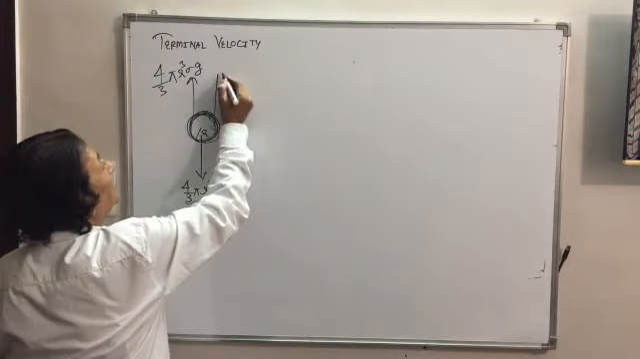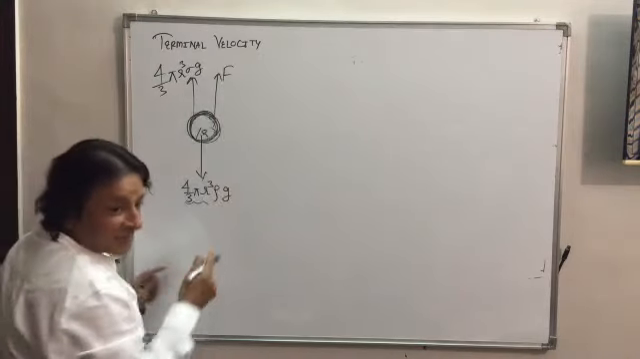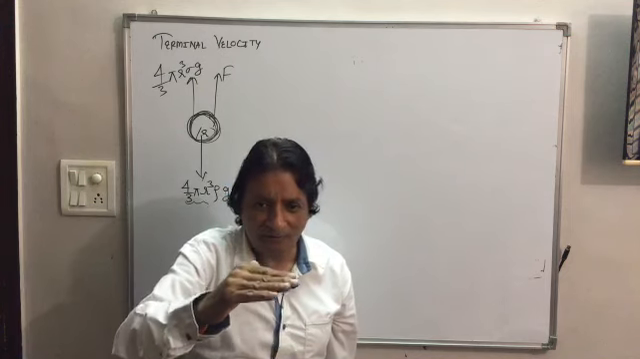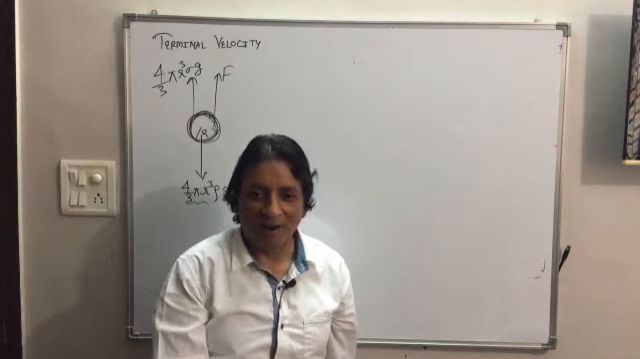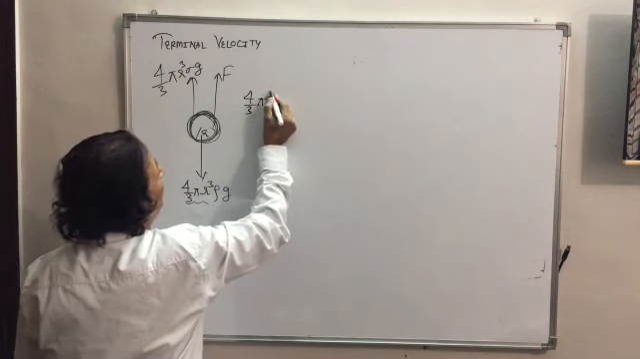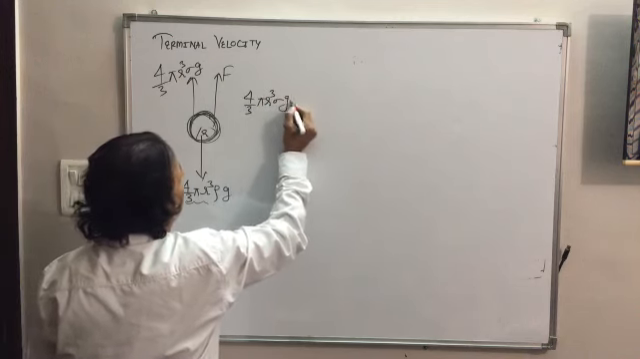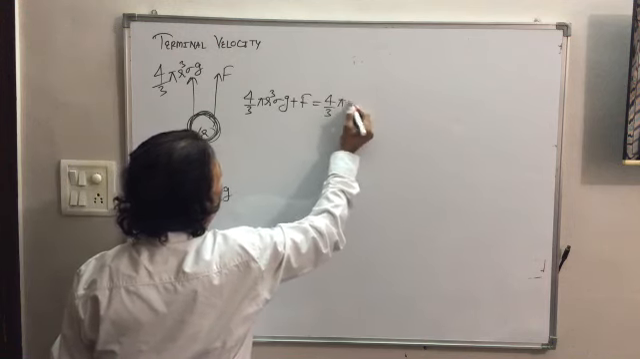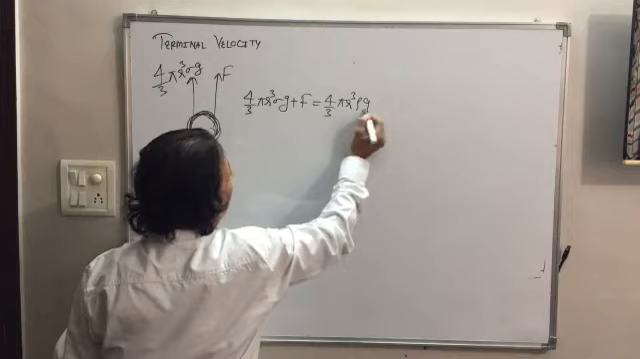And of course, students, there will be viscous drag. Now look, as the spherical body is falling, viscous drag is increasing. A stage comes when upthrust 4/3 πr³σg plus viscous drag equals the weight 4/3 πr³ρg.